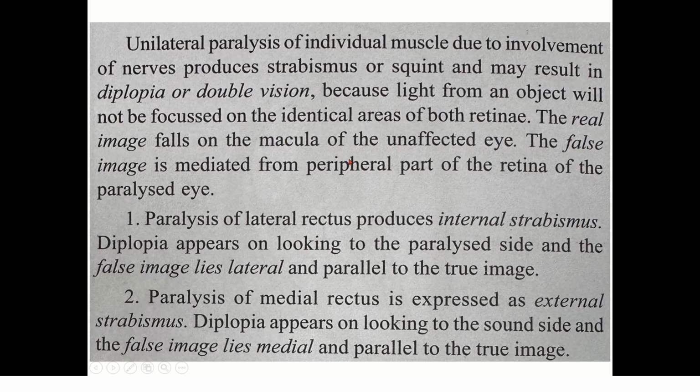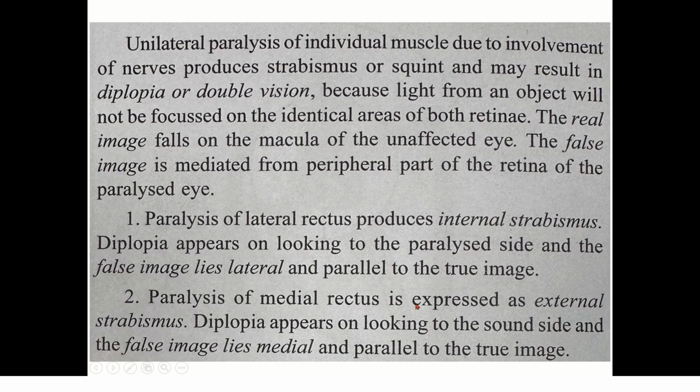The real image falls on the macula of the unaffected eye, and the false image is mediated from the peripheral part of the retina of the paralyzed eye. Now let us see different scenarios. Paralysis of lateral rectus produces internal strabismus, so diplopia appears on looking to the paralyzed side, and the false image lies lateral and parallel to the true image. So in lateral rectus paralysis, the false image lies lateral and parallel to the true image.